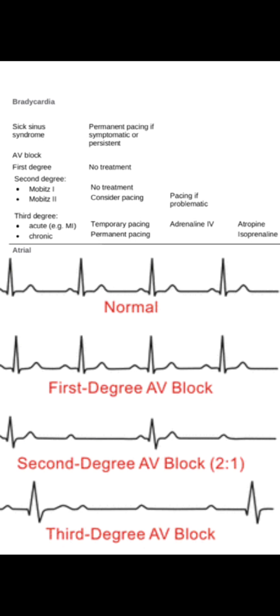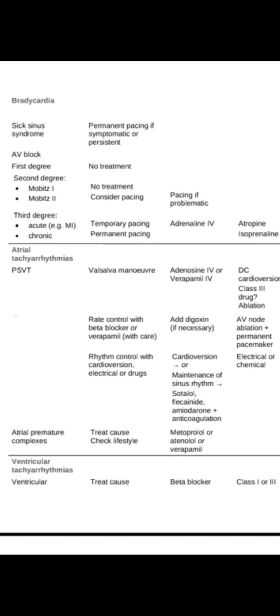In Mobitz type 2, there is a missed heartbeat, but there is no gradual prolonging of the PR interval. So in this, we have to advise the patient to have a pacemaker insertion. In third degree heart block, we have to divide it, either it is acute or chronic. Basically in third degree heart block, there is no connection between the atria and the ventricles, so we have to give the patient a pacemaker. In second line there is adrenaline, and in third line there is atropine.